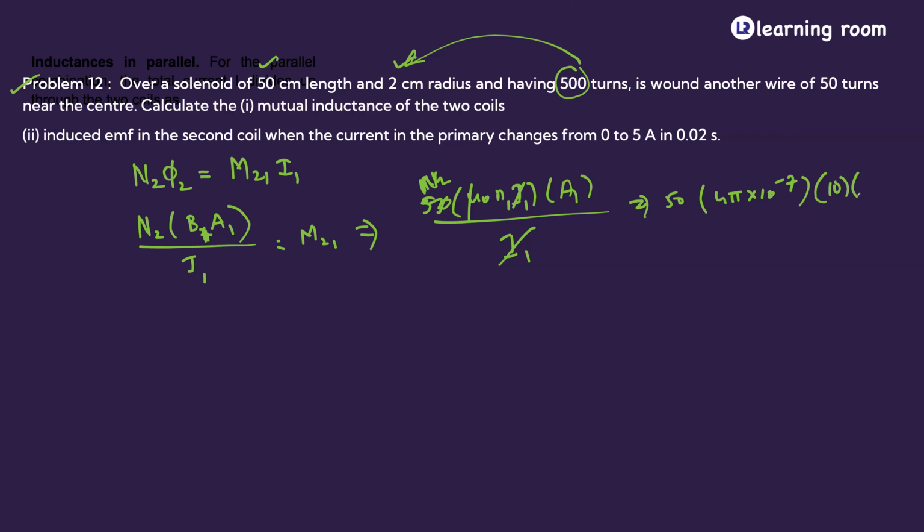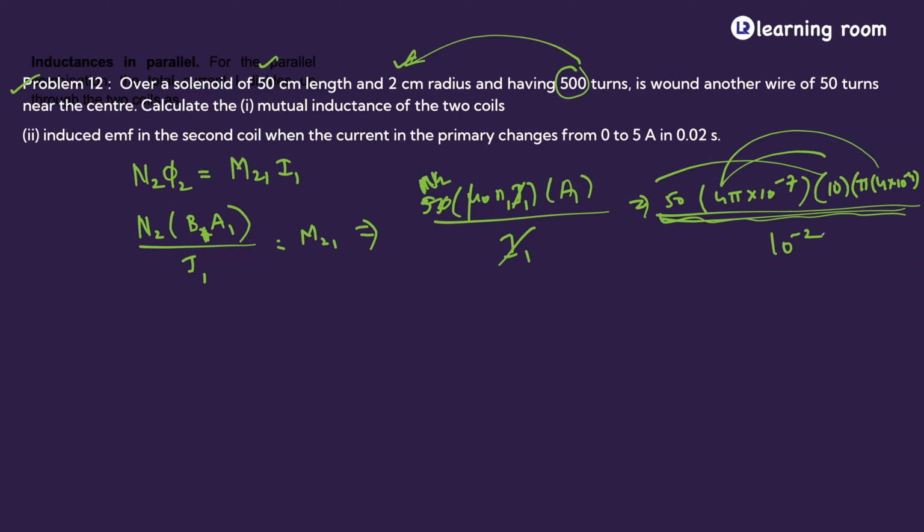So it's going to be 10 into, what is the value of A1? It is pi into r square, which is going to be 4 into 10 power minus 4. That's it. So how much will be the answer? You calculate it. So this will be 50 into 10, which is 500. 500 into 4 is going to be 2000.